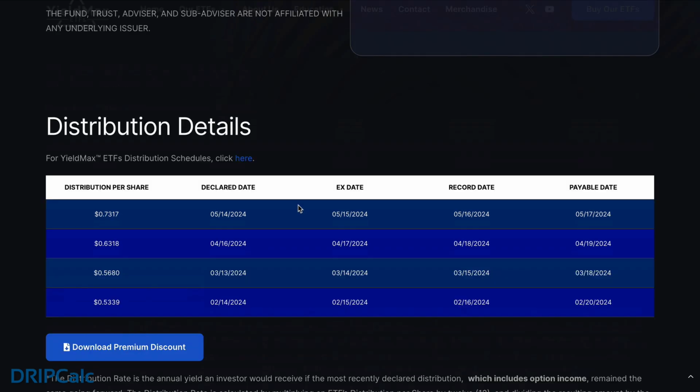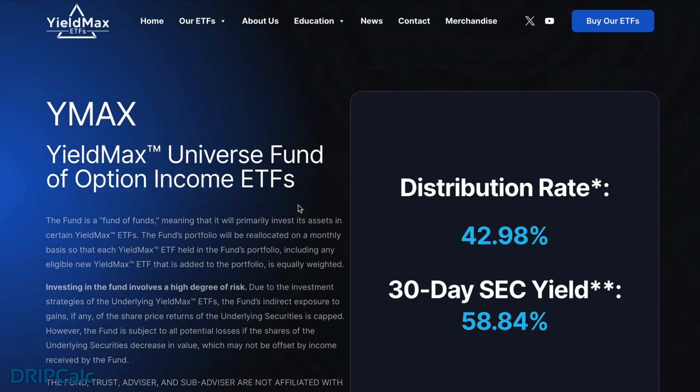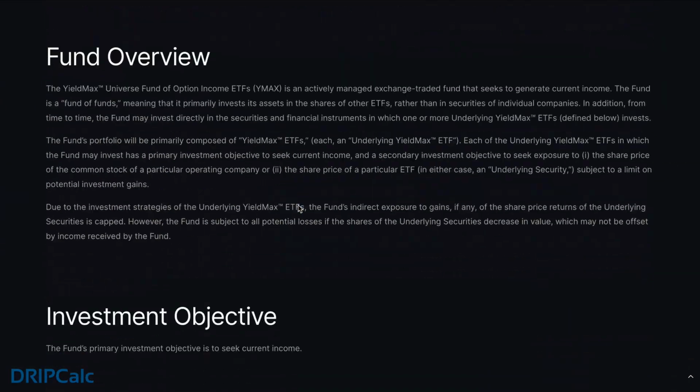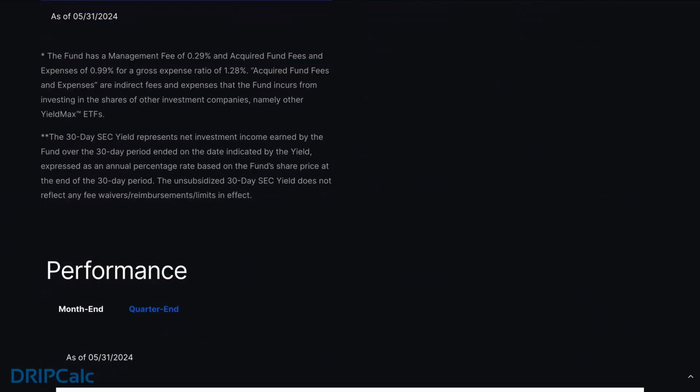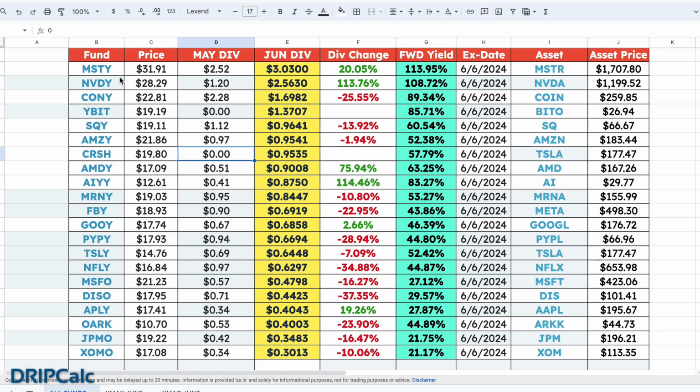Okay, so what is YMAX? First of all, basically it's a fund of funds, and it has in it shares of each of the individual stocks right here. So it has all of these shares in it. The only stocks that it doesn't have is Crash and what's the other one? YBit. Okay, where's the YBit? Somewhere over here, right here. So it doesn't have those because they are new funds and they just had their first dividend this month. So they will be paying their first dividends in June. They didn't pay them before.